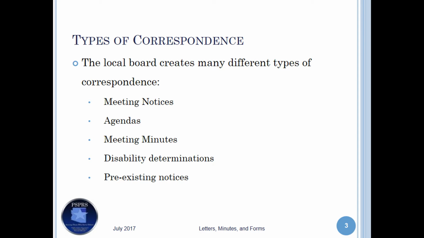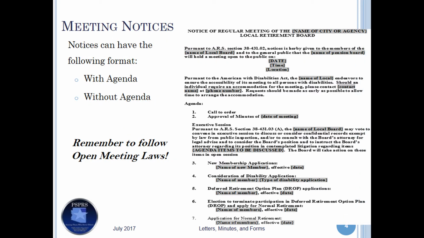So a meeting notice can be simply this format, with an agenda or without an agenda. Remember to follow the open meeting laws. As we've mentioned earlier, you could have the name of the agency at the top, name, date, and location. If you put that right at the beginning on your template, all your other meeting notices will be just the same. You call the meeting to order, approved, executive session, new memberships, consideration of disabilities, deferred, all of those things we just talked about are in the agenda format, and it follows the same consistent pattern going forward.